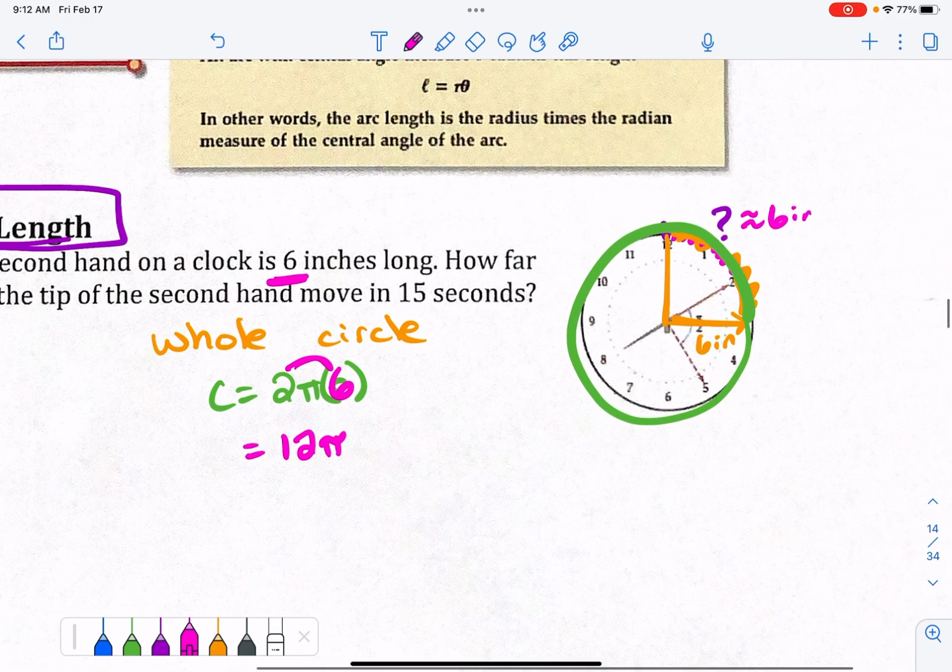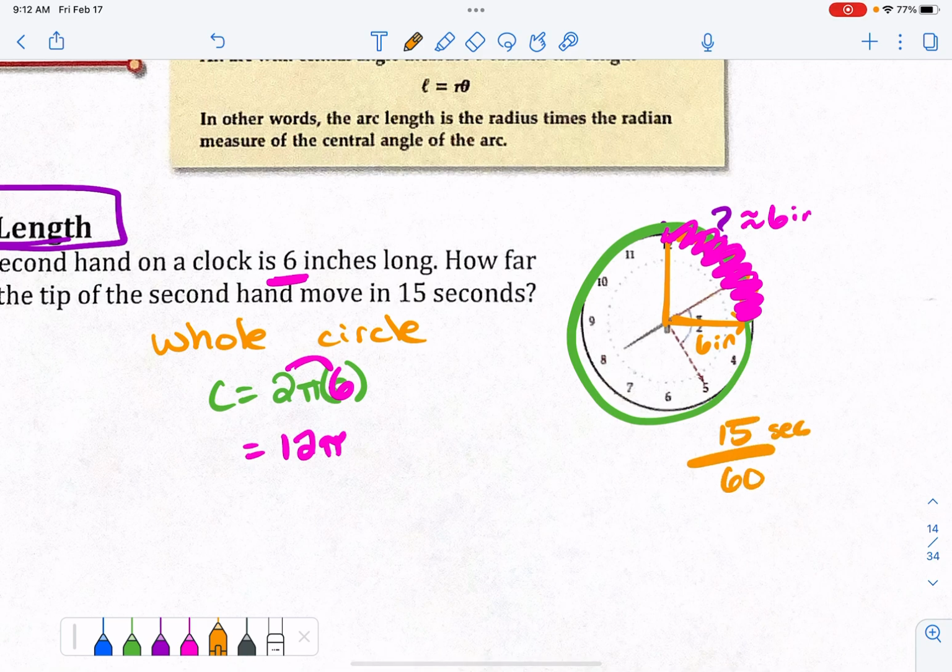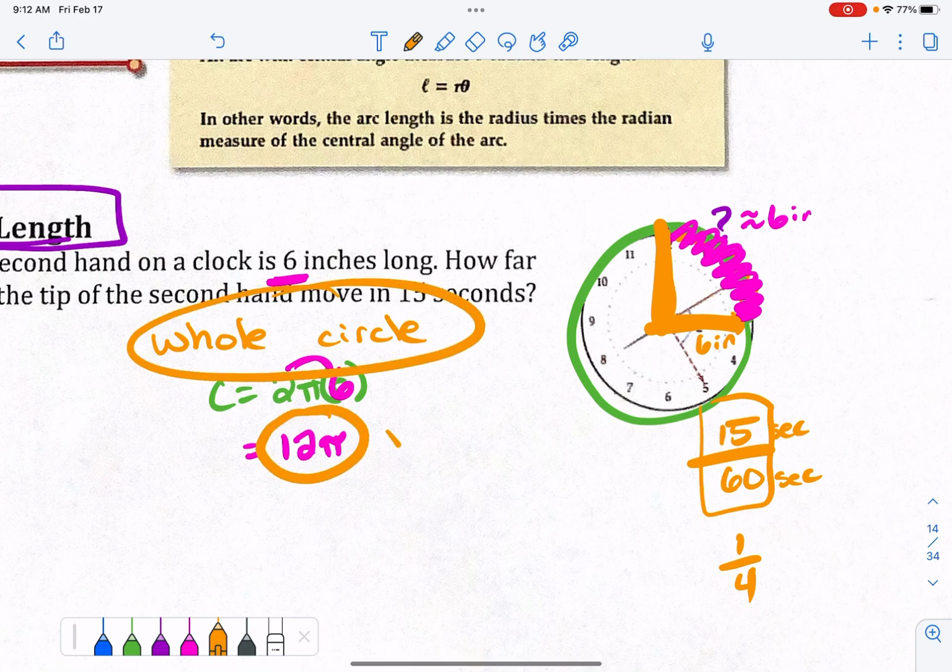But I don't want to go all the way around. I only want to go 15 seconds of it, which is this much, okay? 15 seconds out of 60 seconds for the whole circle, and if I reduce that, that is 1/4 of a circle, right? Like we said that this was 1/4 of a circle. So instead of going the whole circle, which would be 12 pi, I only want to go a fourth of the circle. So I'm going to take that 12 pi and multiply by 1/4, or divide by 4 basically. 12 pi times a fourth is 3 pi, and it's going to be almost 10, right?